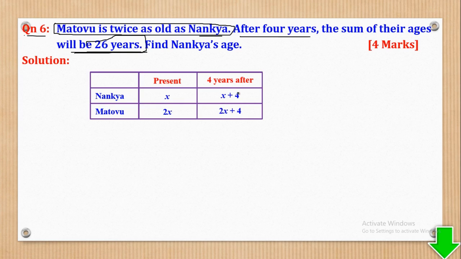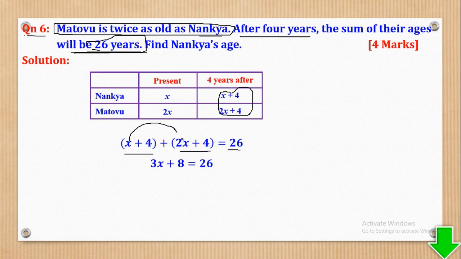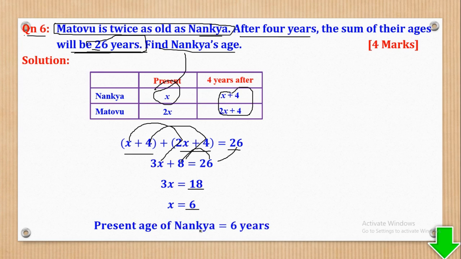But they said the sum of their ages will be 26 years. What does that mean? It means that when I add this to this, I'll be able to get 26 years. Therefore, x plus 4 plus 2x plus 4 is equal to 26. Collecting like terms, x plus 2x gives me 3x, 4 plus 4 gives 8, and this is 26. Then when I take this to this side, 26 minus 8 gives me 18. When I divide both sides by 3, I'll come up with x equal to 6. But they told us to find Nancha's age, and Nancha's age is x. Therefore, we conclude that the present age of Nancha is 6 years.